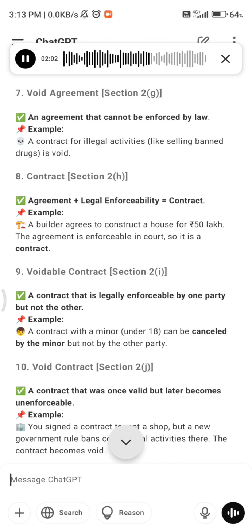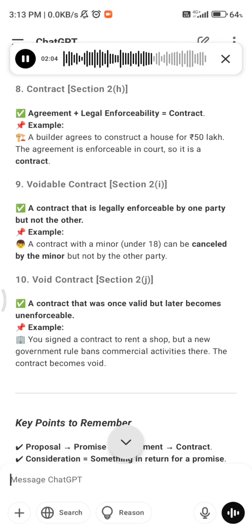8. Contract, section 2H. Agreement plus legal enforceability equals contract. Example, a builder agrees to construct a house for 50 lakh. The agreement is enforceable in court, so it is a contract.